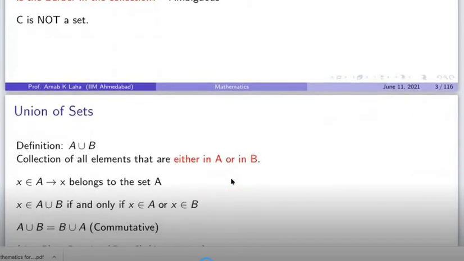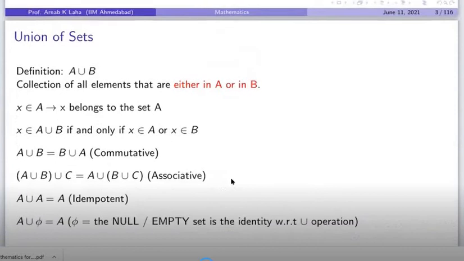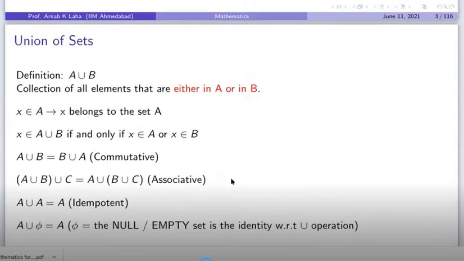So on the collection of sets, we have multiple operations which we will define. And the first operation, which is a binary operation that we define, is A union B. Okay, so the union operation.